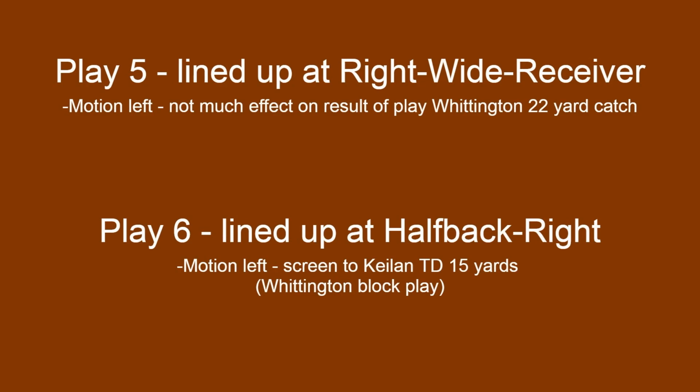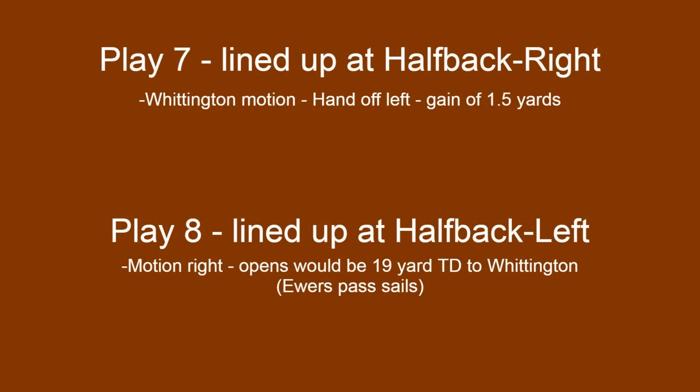But continuing on with not Jordan Whittington, Keilan Robinson. Here you go, play number 7 that he's on the field for. Lined up at the halfback right, Whittington motion, handoff, left, gain. When I say Whittington motion, Whittington was the one on motion here. It didn't have too much effect. As you can see, handoff, gain for 1.5 yards. Didn't really do too much, but that's not any slight to Whittington.